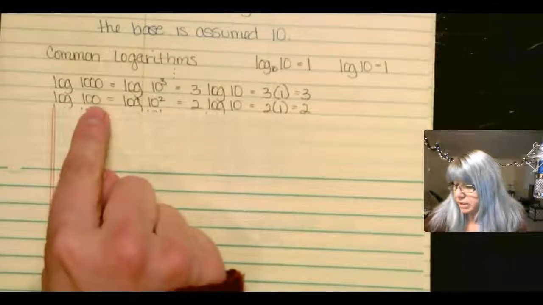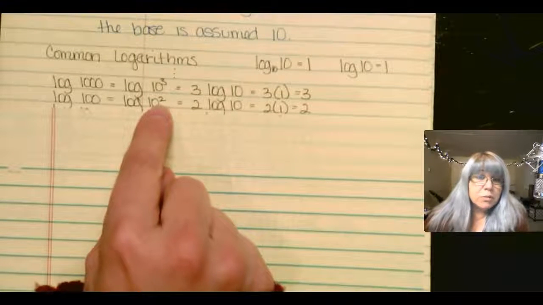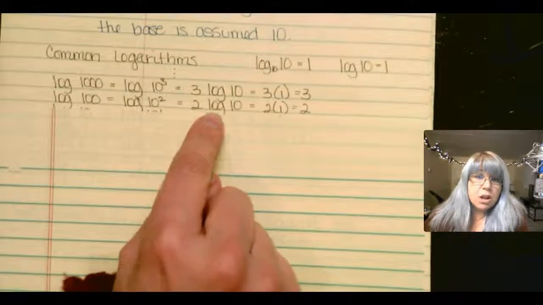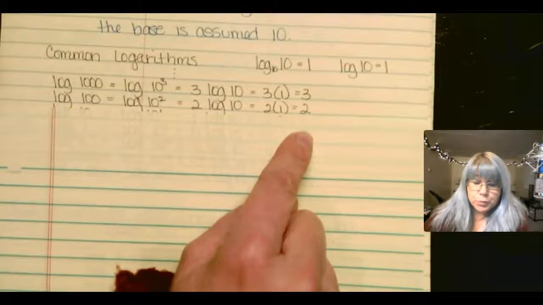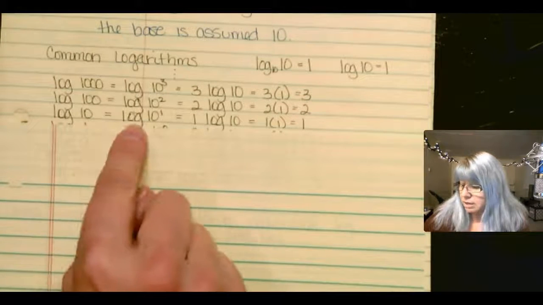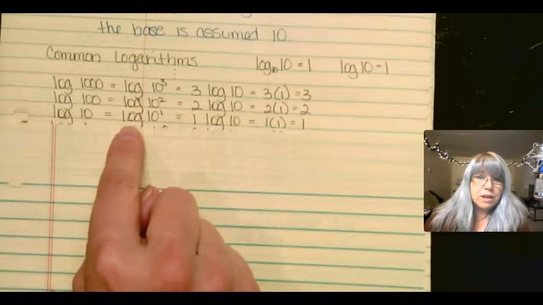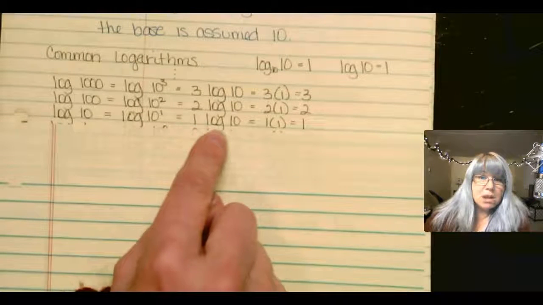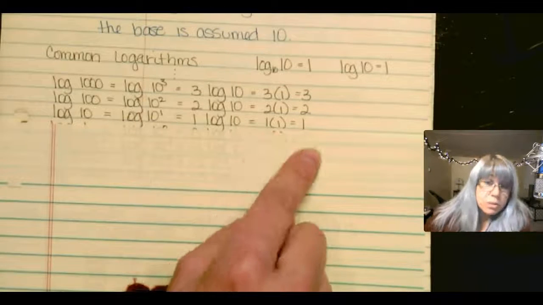Log 100, well, that's the same thing as log 10 squared. We can bring the 2 out front, so it's 2 times log 10. Log 10 is 1, so 2 times 1 is 2. Log 10, well, log 10 to the first power, bring the 1 down front. 1 times log 10 is 1. Log 10 is 1, so 1 times 1 is 1.